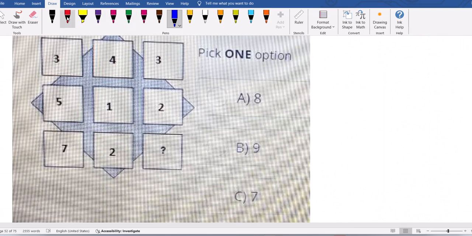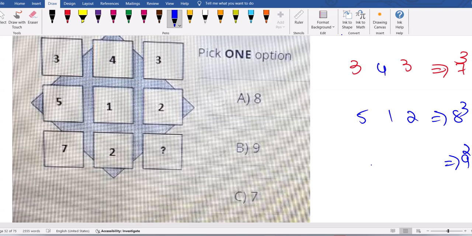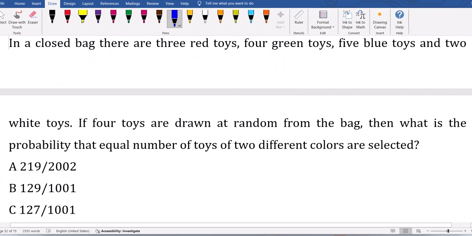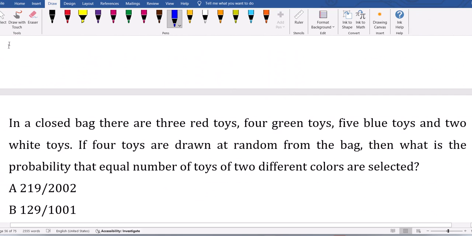343, 512, 729. 343, which is 7 cube. 512, 8 cube. Next is 9 cube, 729. Answer is B. Right. Numerical reasoning question. And this is again numerical computation.